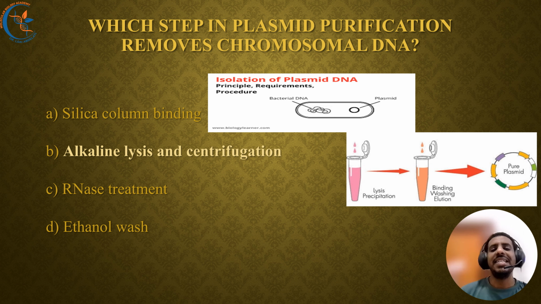All right, the correct answer is alkaline lysis and centrifugation. Actually, alkaline lysis denatures chromosomal DNA, which is removed via centrifugation, leaving only plasmids in the solutions. All right, let's move on.